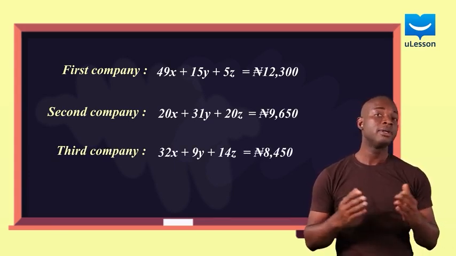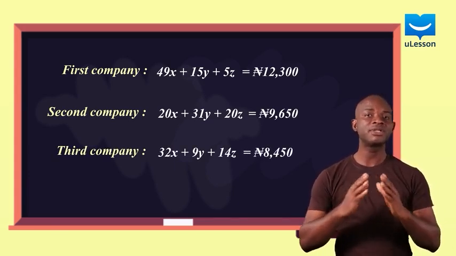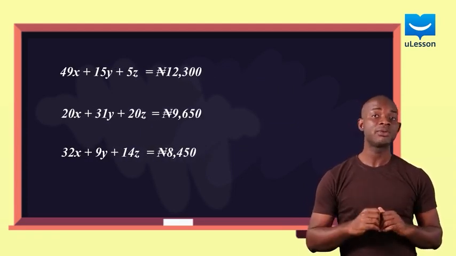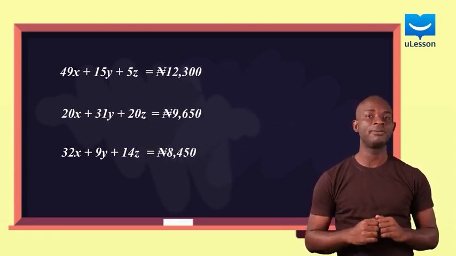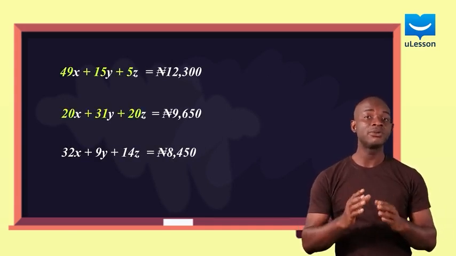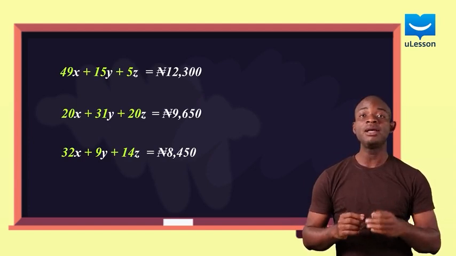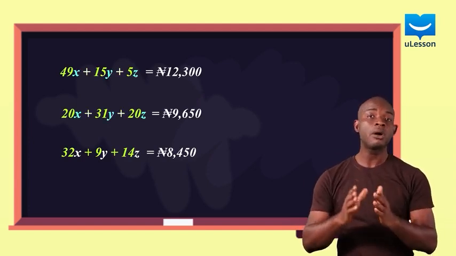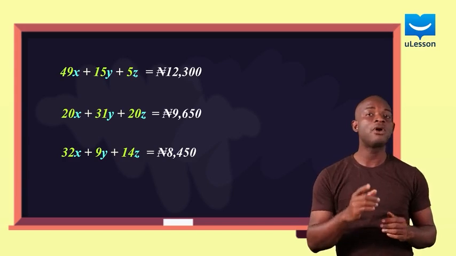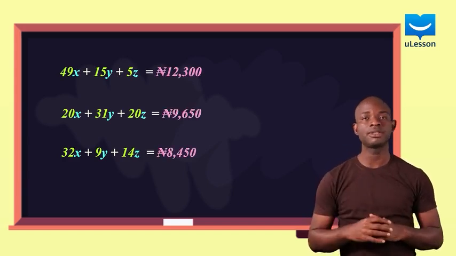This gives a set of simultaneous equations. Interestingly, these simultaneous equations can be written in matrix form. How, you may ask? The coefficients of the variables form a matrix while the variables form a column matrix, and the numbers on the right-hand side also form another column matrix.